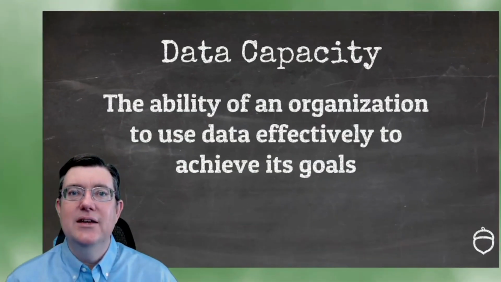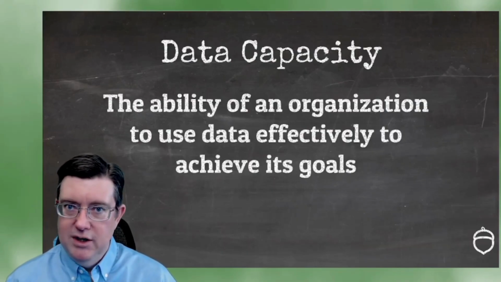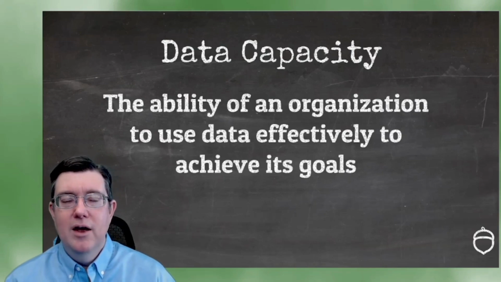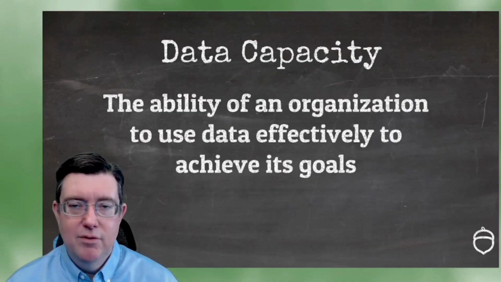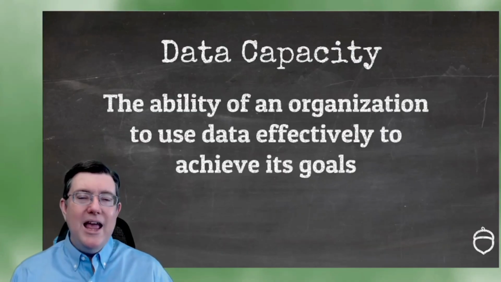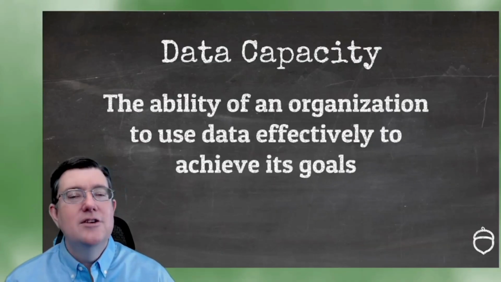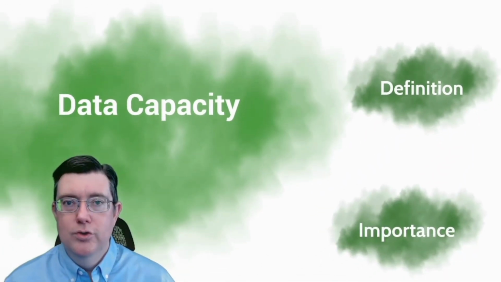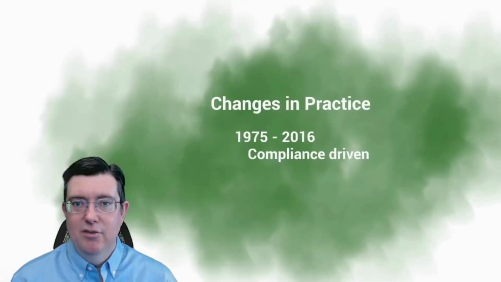Data capacity is the ability of an organization to use data effectively to achieve its goals. So in the Head Start world, what we're talking about here is the ability of Head Start programs, recipient programs, the Office of Head Start, everybody in the process, to be able to use data effectively to improve the lives of children and families and to break that cycle of poverty, to build a holistic program that actually can achieve the goals that we have, which is that children born into poverty have a chance to get out of poverty.